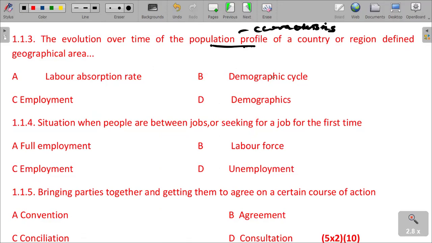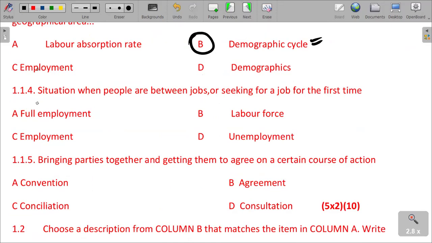It is called demographic cycle. We don't talk about labor absorption, which has to do with employment. We don't talk about employment, which has to do with hiring for jobs and so forth. So it is demographic cycle, which is the correct answer.